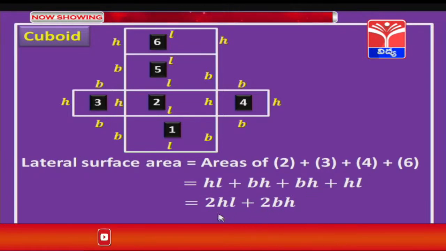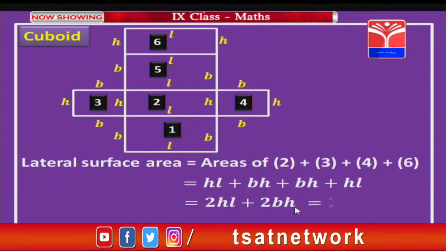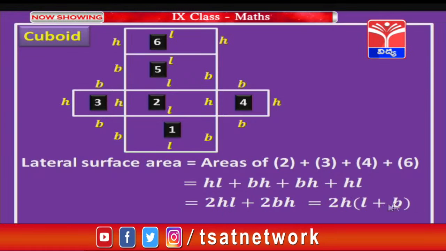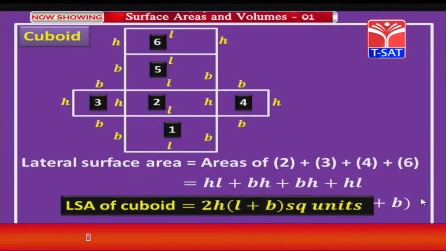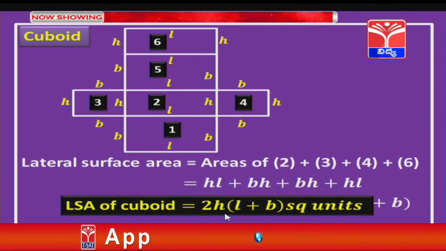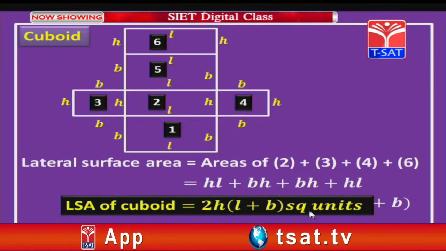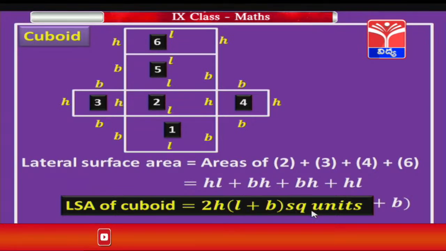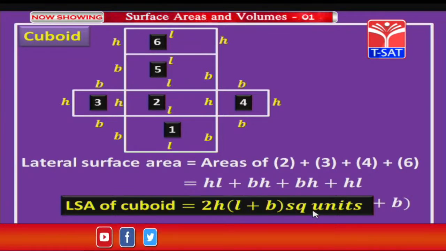Again here if you notice, 2 is common. Apart from that, even H is also common. Now let us take 2H common. We get 2H into (L plus B). Now this is the formula, that is LSA of cuboid is 2H into (L plus B) square units. I hope you understood the concept of TSA and LSA of cuboid, children.